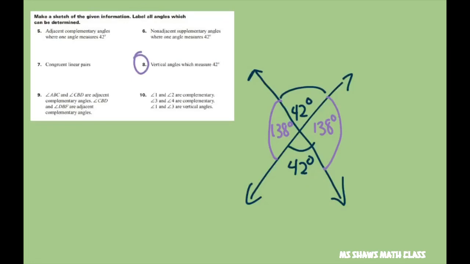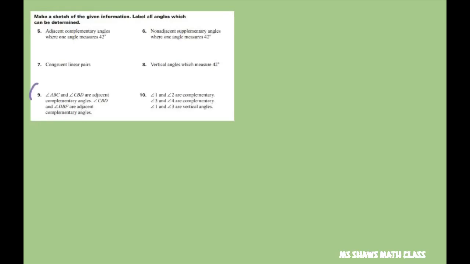And then number 9, we have angle ABC and CBD, so we're looking at B, are adjacent complementary angles. And then angles CBD and angle DBF are adjacent complementary angles. So they're all complementary. Do we have an E? No, we have an F. So let's do something like ABC and CBD are adjacent complementary. So let's draw that first.